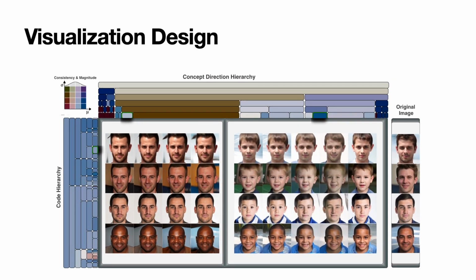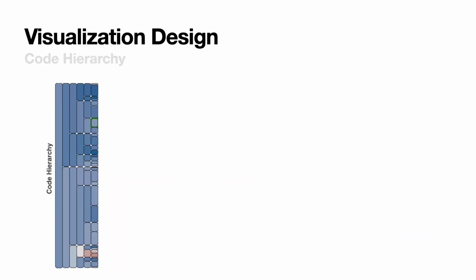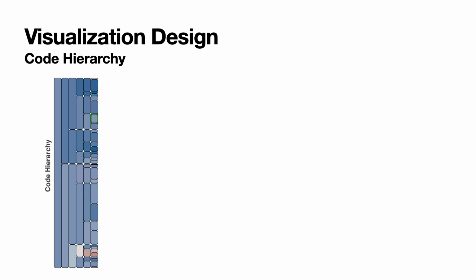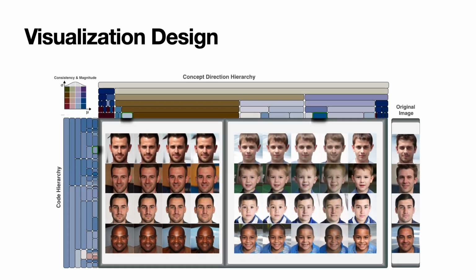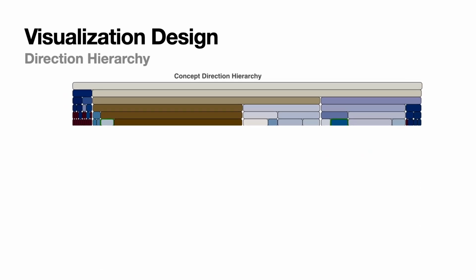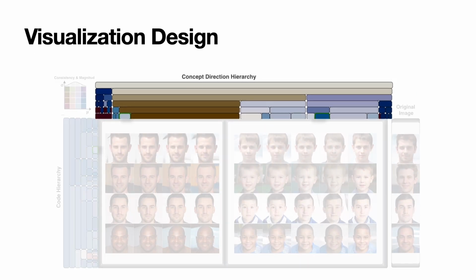Our visualization can be largely divided into three views: a code hierarchy as a vertical icicle plot on the left side, a direction hierarchy as a horizontal icicle plot at the top, and a bi-hierarchy view in the middle. A code hierarchy created using agglomerative clustering organizes a large sample of latent codes into clusters of similar ones. And a direction hierarchy, also using agglomerative clustering, organizes a large sample of directions into clusters of similar ones.